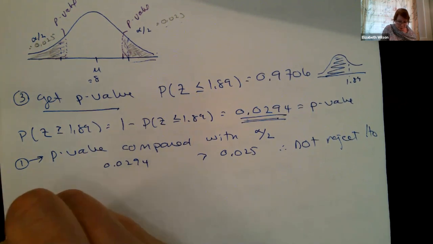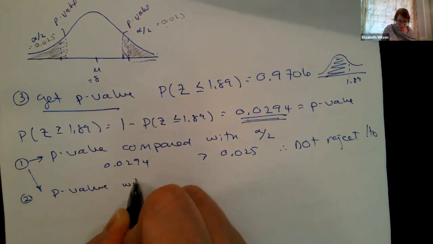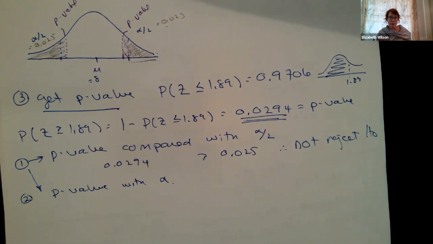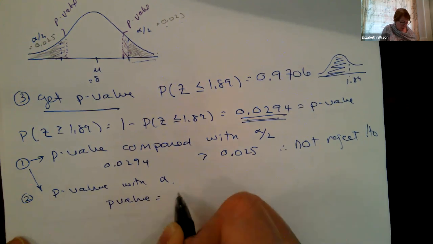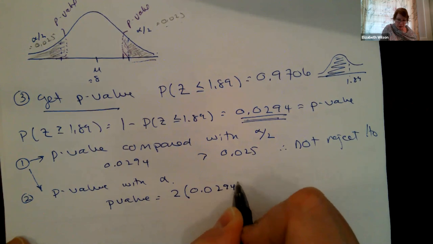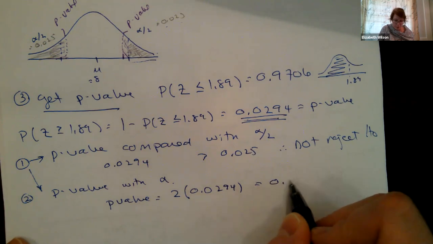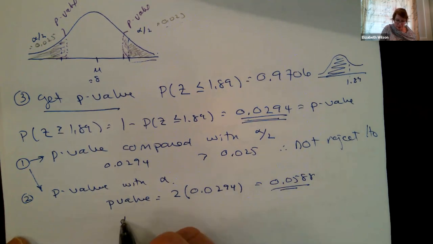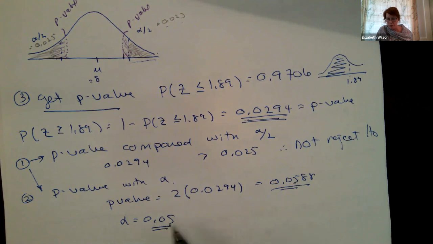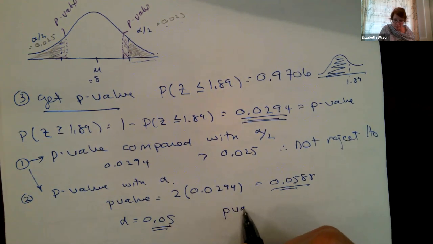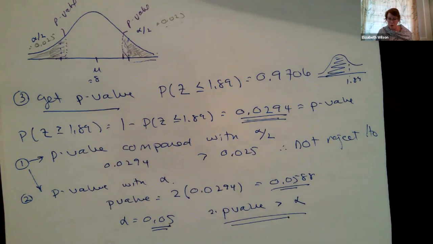So one, I can compare the p-value with alpha over 2, or if I want to compare the p-value with alpha, then I have to bring my alpha up to be alpha, not divided by 2 anymore. So that means that I have to take my p-value and multiply it by 2, 0.0294, right? So if I'm just going to compare it with alpha, this p-value is split into 2, and then I have to compare that with 0.0588, and my alpha is equal to 0.05, right? So 0.0588 is still greater than 0.05, as you would expect. So that means that 2 times our p-value is greater than alpha. Okay, both of these are fine.